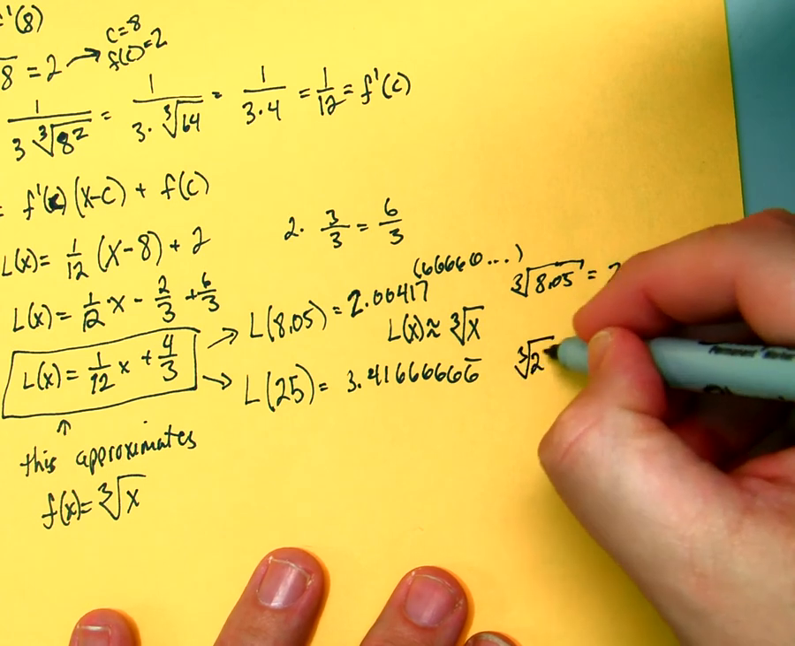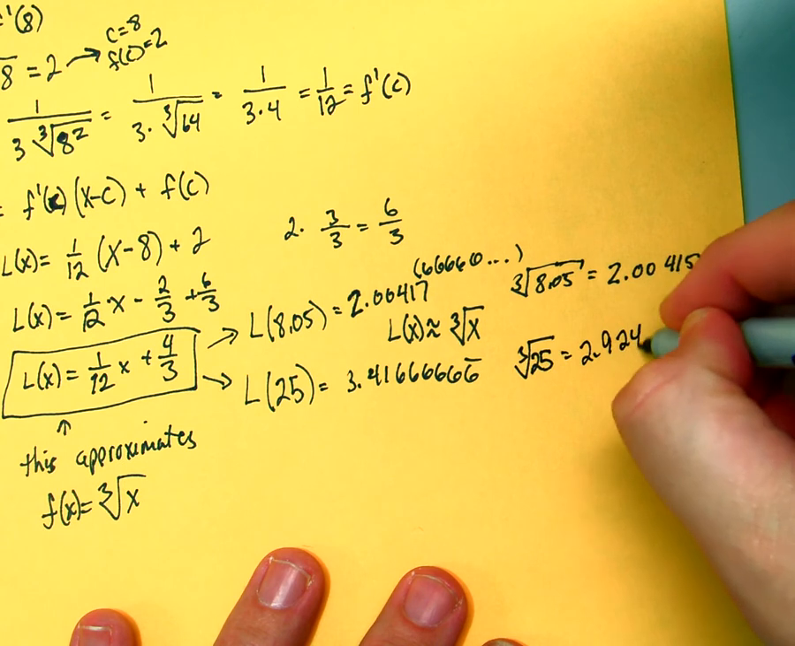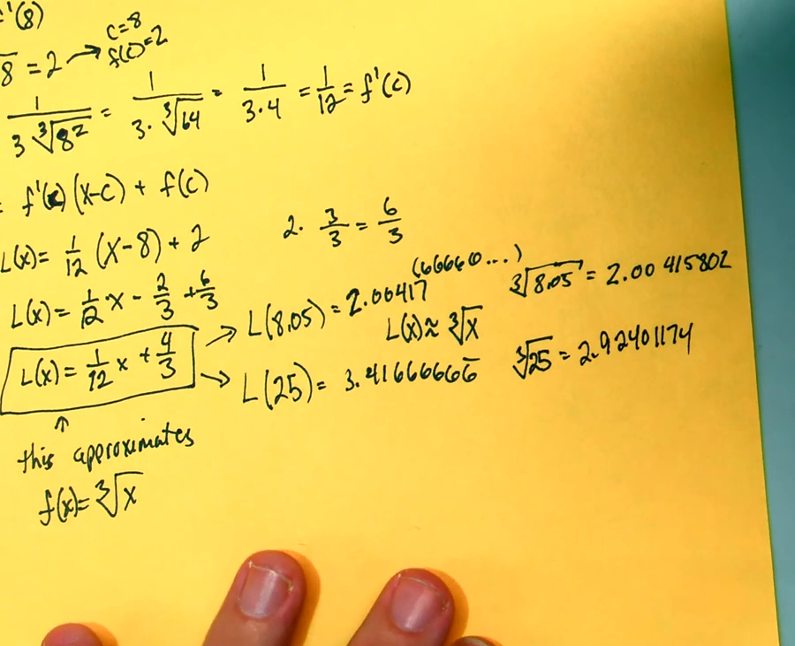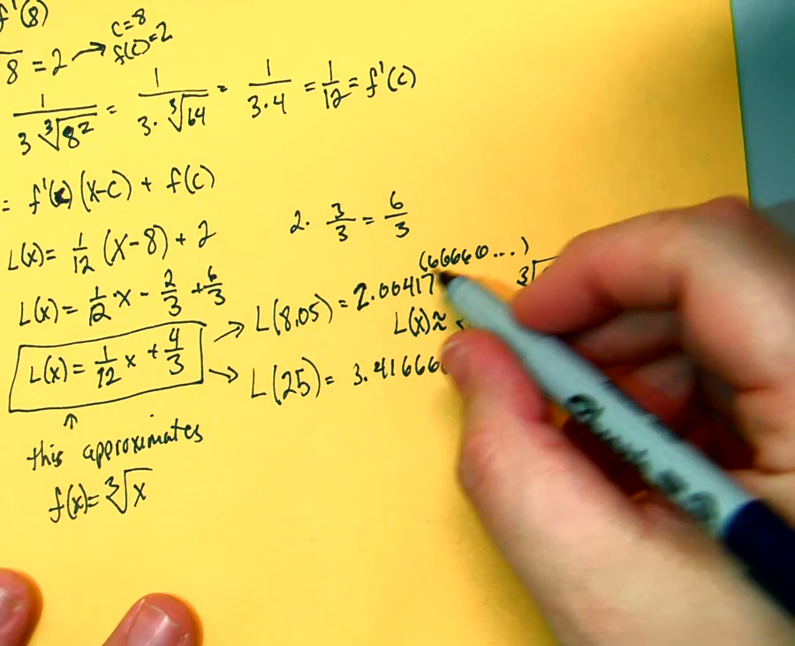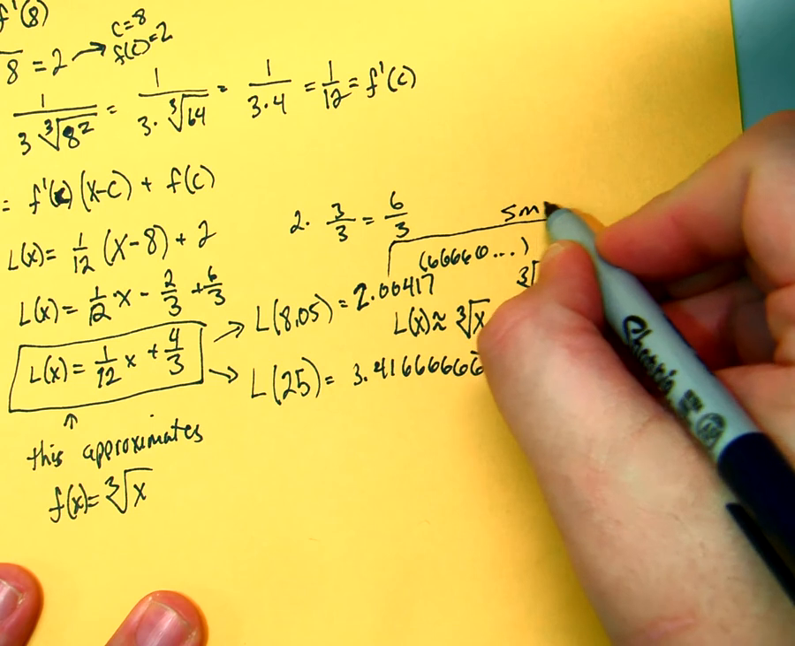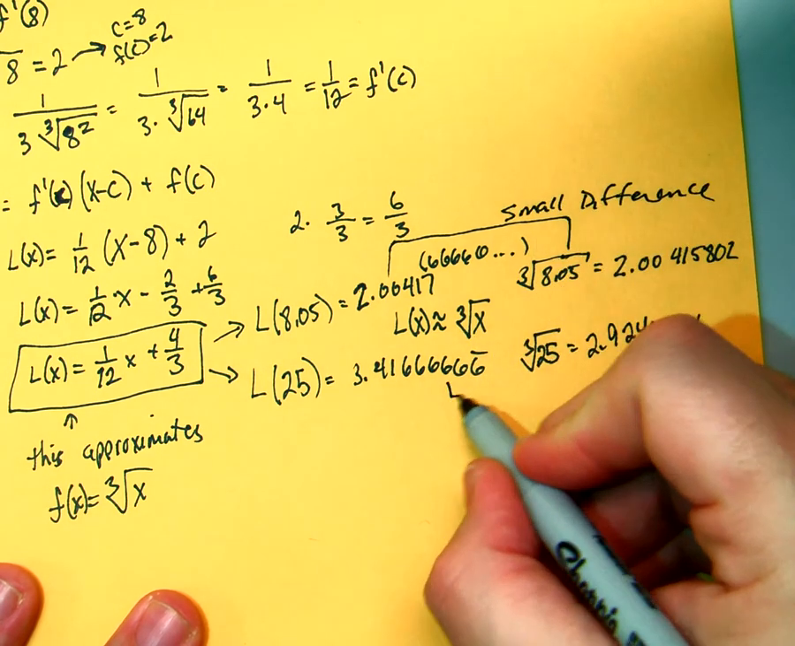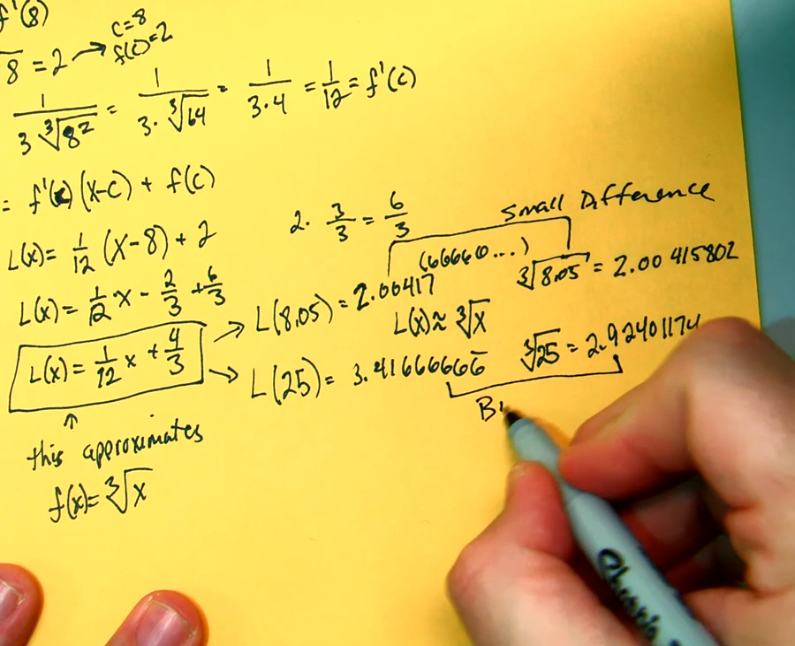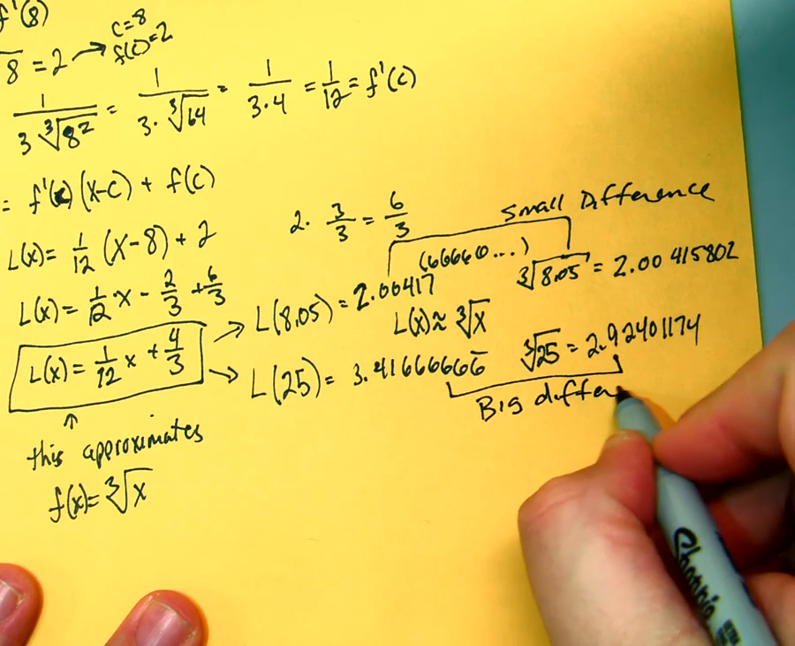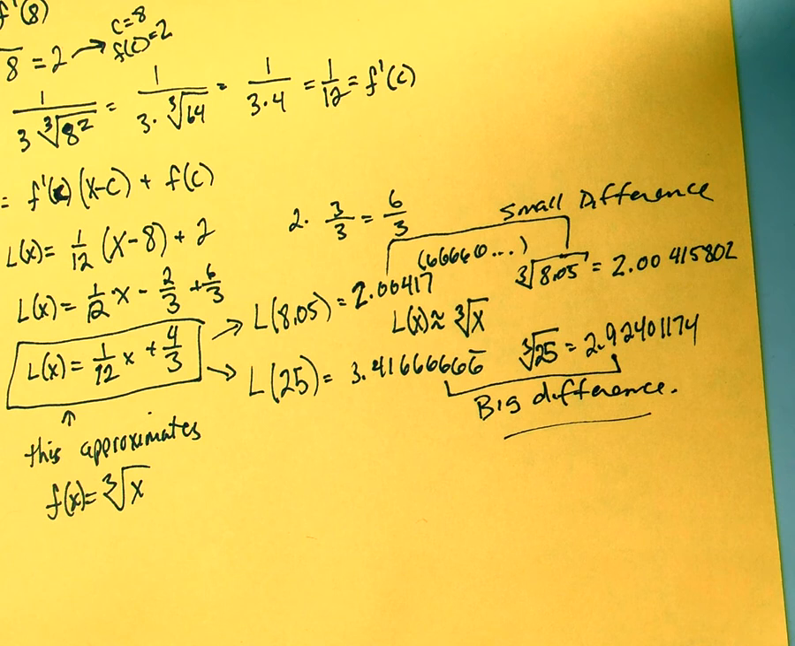Now this is 2.92401174. Now, is there a big difference here? Small difference. Here, big difference. Well, that's the question, is why are we going to get a bigger difference with using 25 than 8.05?